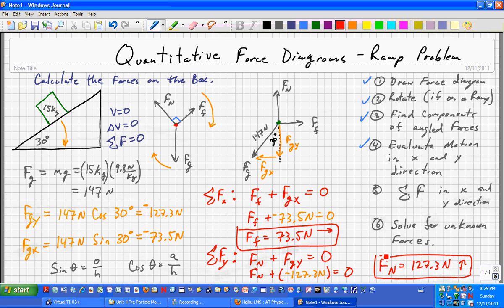So my two unknown forces wound up being these. The force of friction is equal to 73.5 newtons, and my force normal is equal to 127.3 newtons, and I'm done. I completed all my steps and finished the problem. Again, if you just follow the steps, things will probably go well.